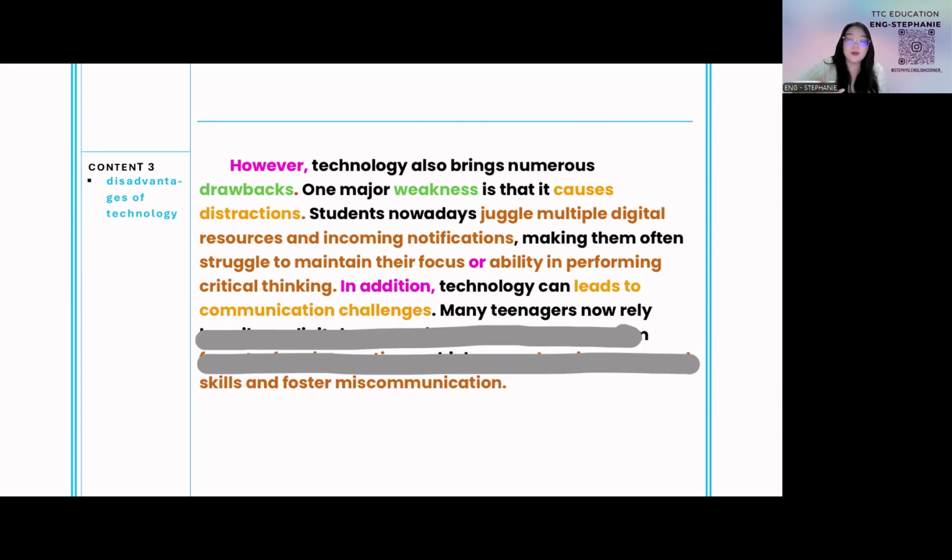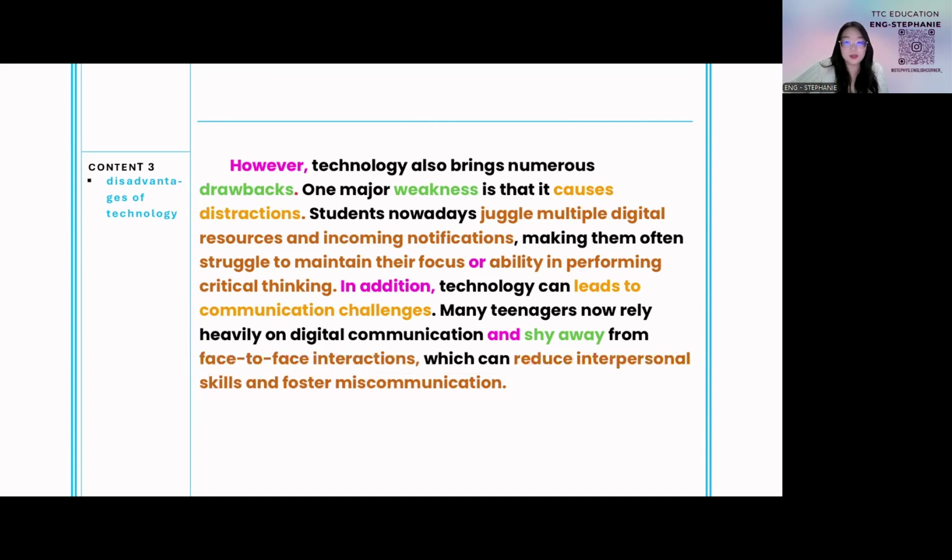Then you further elaborate, why are you saying that? Many teenagers now rely heavily on digital communication and shy away from face-to-face interaction. Shy away means you try to avoid, okay? Then your ultimate effect, the consequences, which can reduce interpersonal skills and foster miscommunication. Better, foster communication breakdown. Or you can also say, which can reduce interpersonal skills, causing a communication breakdown. So this is how you write it.